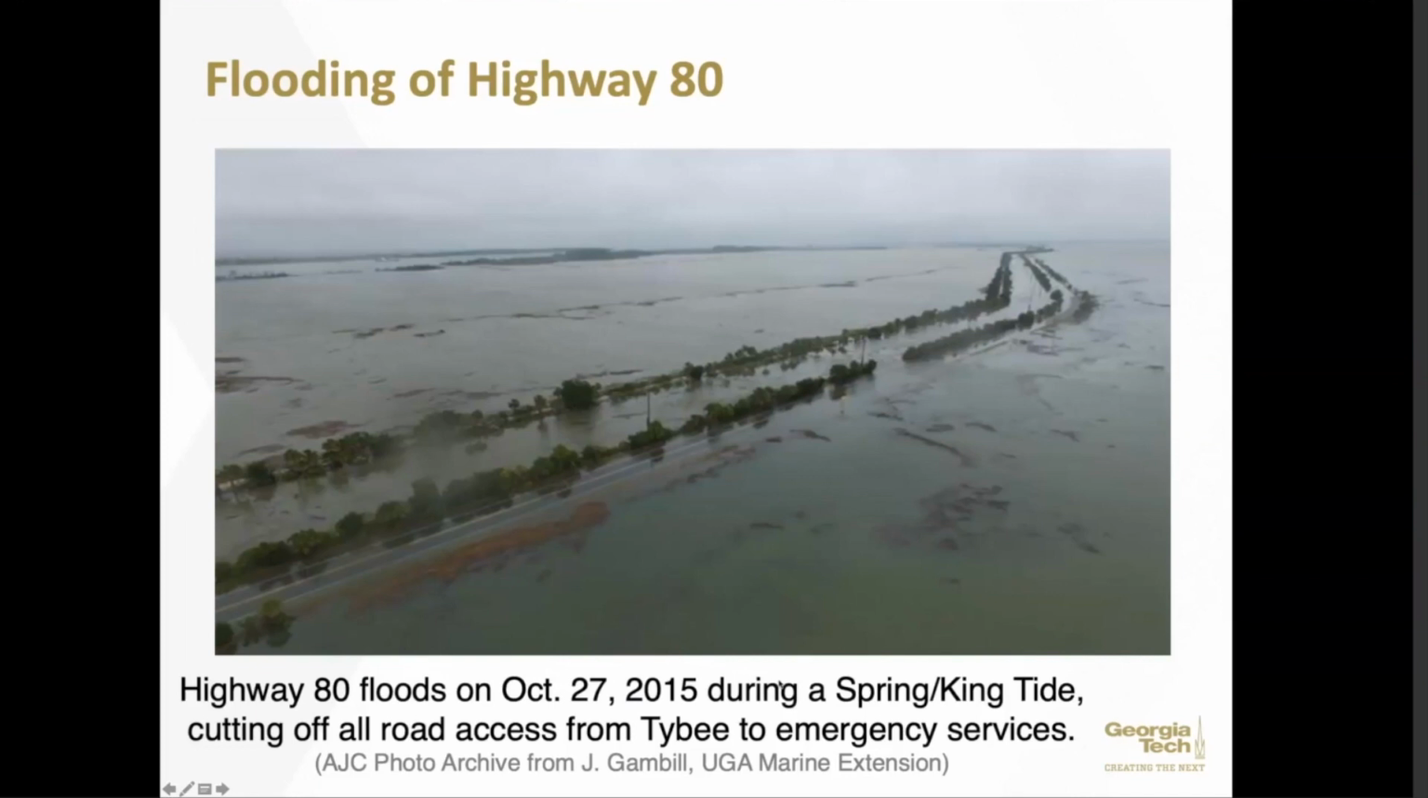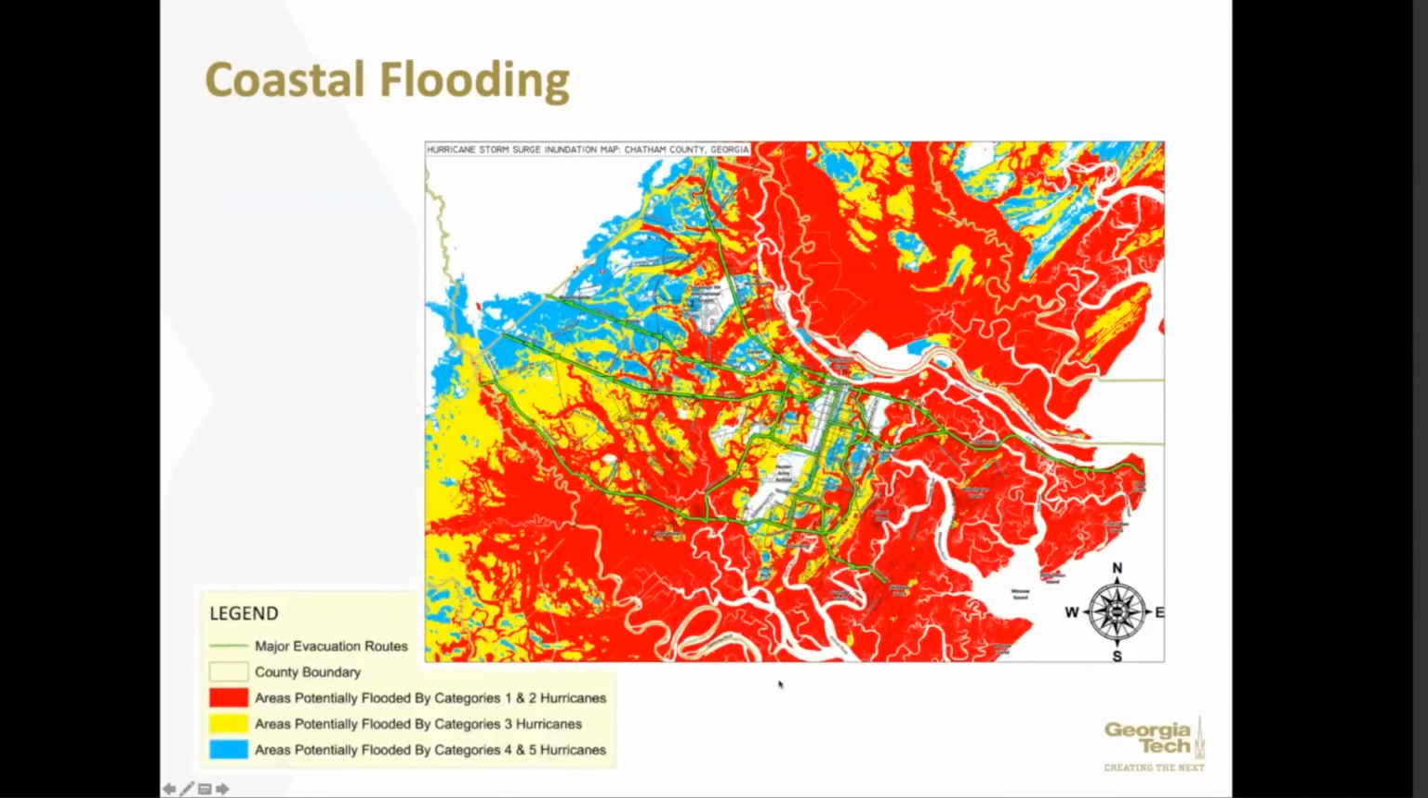Here's a really nice aerial shot from a particular king tide in late October of 2015, which flooded over all of Highway 80, and this effectively cut off Tybee Island from any emergency services. So this phenomenon of coastal flooding in this area is not new, and it's long been known that this area is particularly vulnerable to coastal flooding.